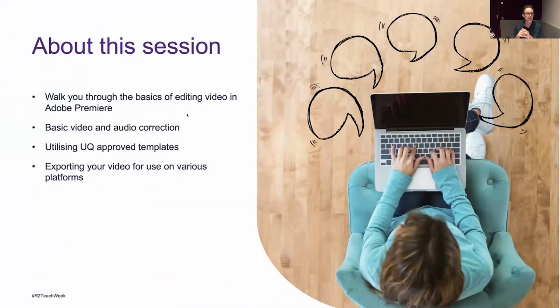We'll talk about how to do basic video and audio correction. So if a piece of video needs to be brightened or recolored, or if the audio's got a bit of background noise, how to fix that. How to utilize the UQ approved templates. That's very important to keep things on brand as well. Even though a lot of it is internal facing, we do need to use the correct branding, the correct fonts, all that kind of stuff when we're producing our material. And then, of course, exporting your videos for use on various platforms, and how to do that effectively.